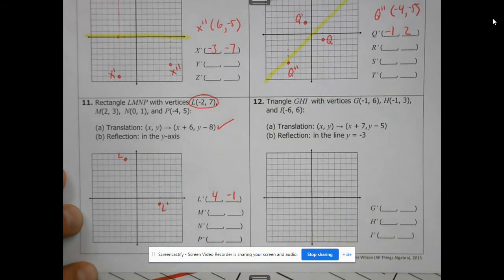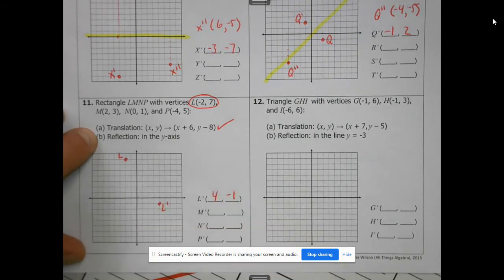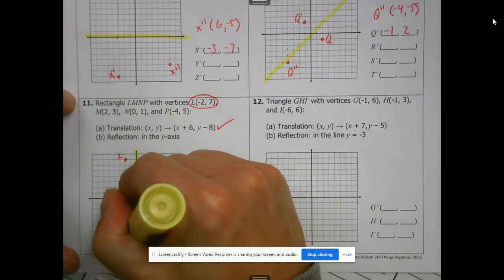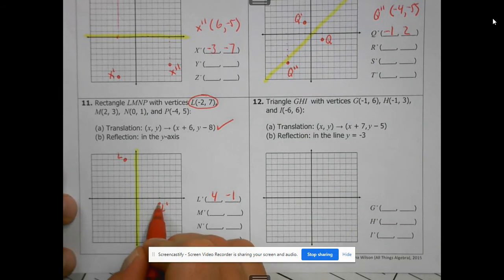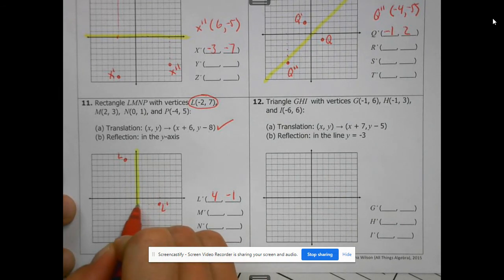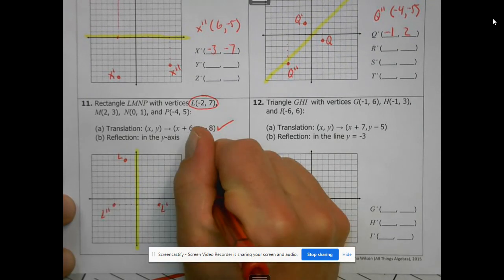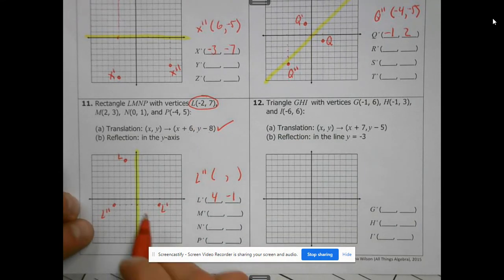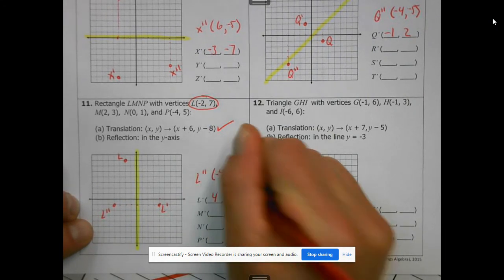First transformation, done. Next one says, hey, do a reflection in the y-axis. Remember, y-axis is your vertical line on the graph. And all we're going to do is count boxes. How far is L prime from the y-axis? It is 1, 2, 3, 4. So go 4 the other way. 1, 2, 3, 4. Label that L double prime. And then on the right-hand side here, let's label that point. L double prime would be back 4, down 1. Done.